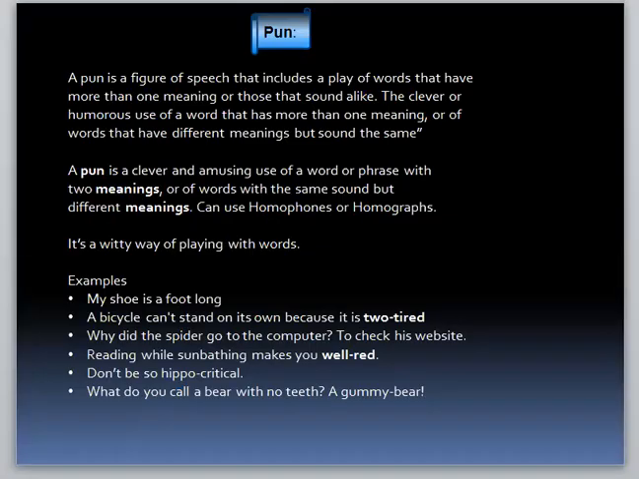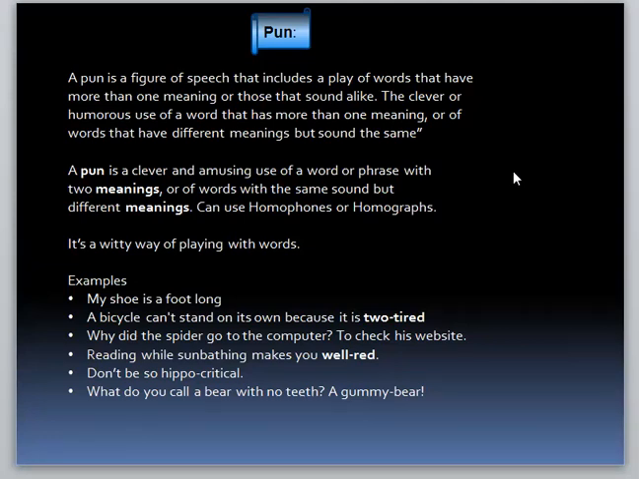So here comes a pun. It is a very interesting topic. A pun is a figure of speech that includes a play on words. It uses words that have more than one meaning, or that sound alike. It is the clever or humorous use of a word that has more than one meaning. It can also be defined as words that have different meanings but sound the same. For example, you can include homophones or homographs.